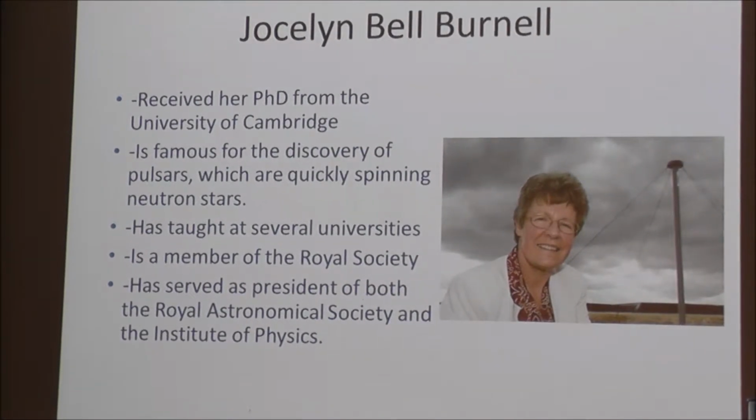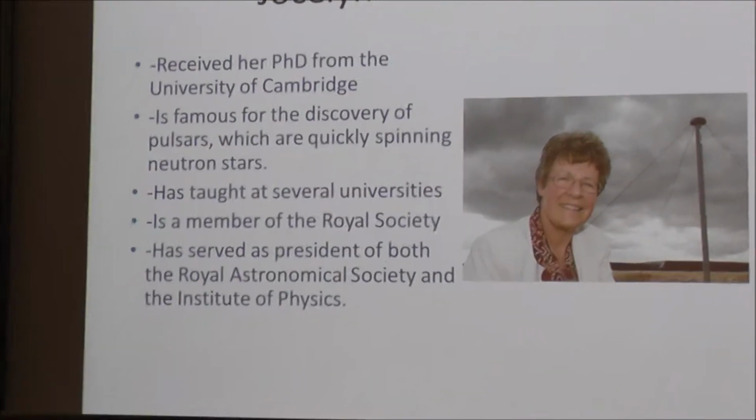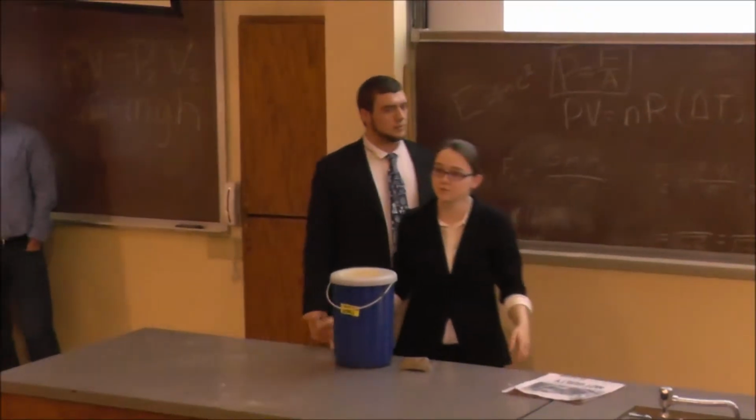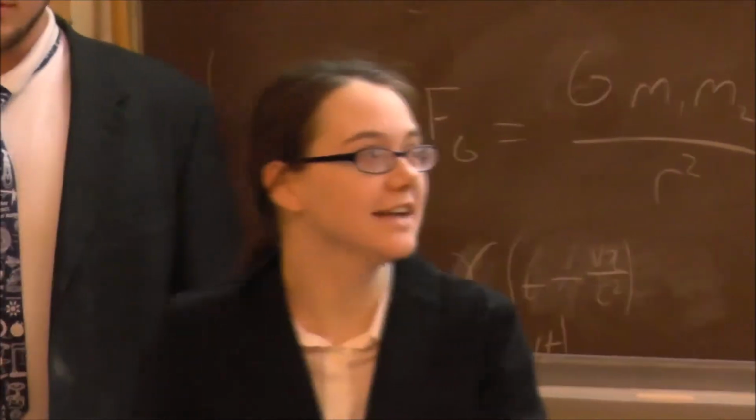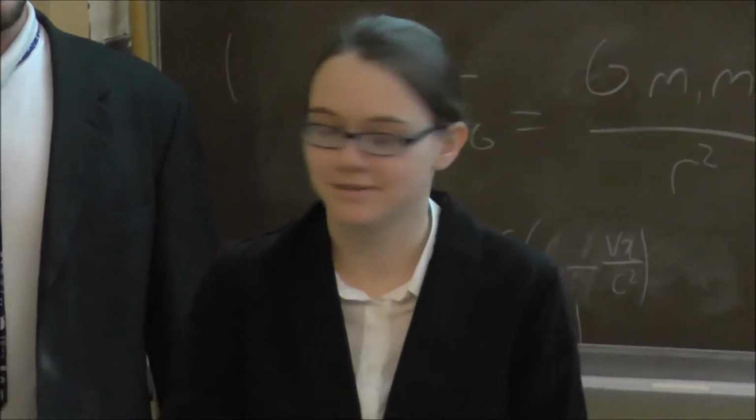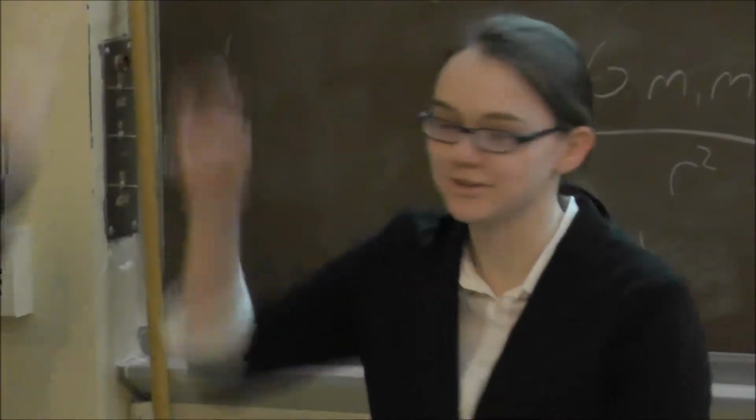I'm Jocelyn Bell Burnell. I've been a professor at several universities, and I've been president of both the Astronomical Society and the Institute of Physics. I should be well known for my work on pulsars, but I got cheated out of the Nobel Prize on that one.